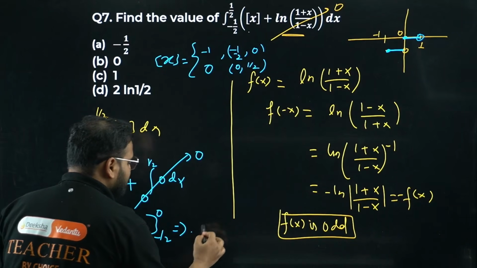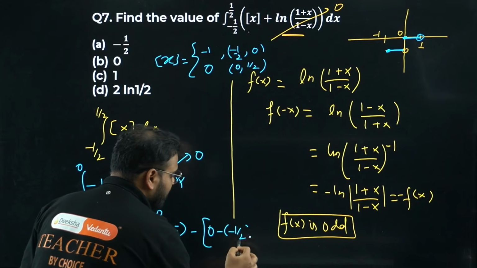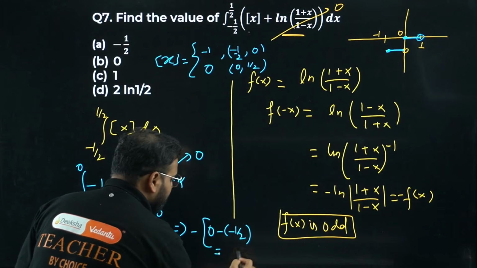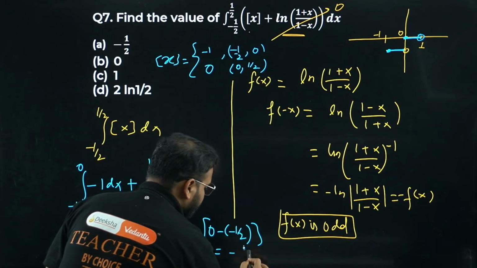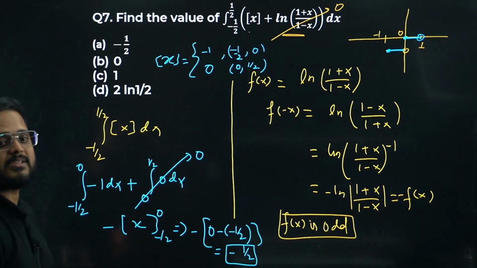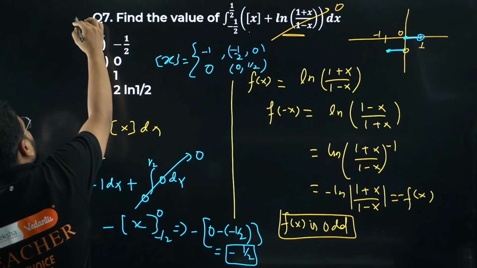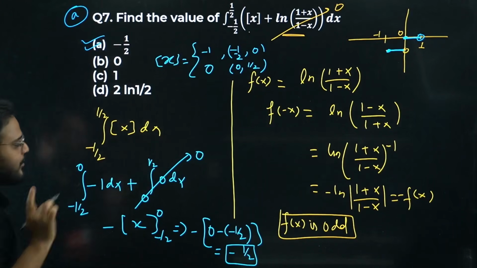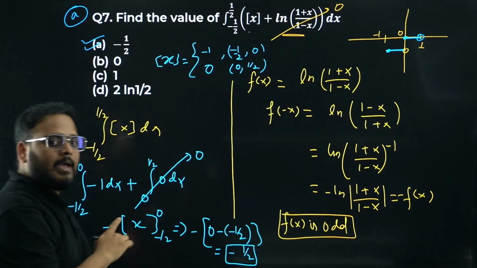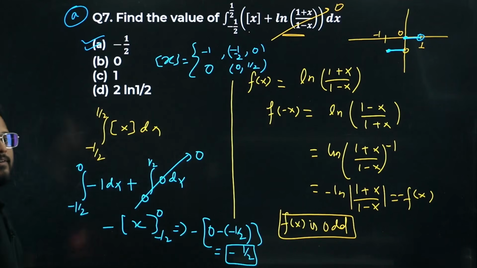The minus sign is outside. I'll get this as 0 minus minus 1 by 2, so I'll get minus sign of plus 1 by 2. What is the answer? Minus 1 by 2. Please go ahead and check it. The answer is option A. It's an excellent question. Please have a look. I hope you get it. I hope you can see this. Okay, let's have a look.